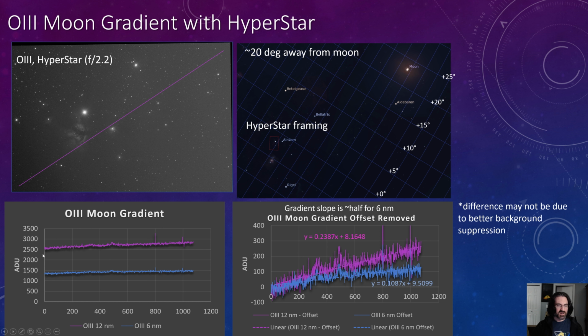So again, I subtracted the background, looking at these initial values where it is dark, and then I did a linear regression to describe the moon glow. And we can see that the slope for the 12 nanometer was about 0.2, and that the slope for the 6 nanometer bandwidth filter was about 0.1, so it was about half the slope in terms of moon glow. I'm not sure that it was better rejection of moon glow due to what we were seeing with the nebula signal. Maybe we're actually seeing a different type of suppression with the lower bandwidth filters.